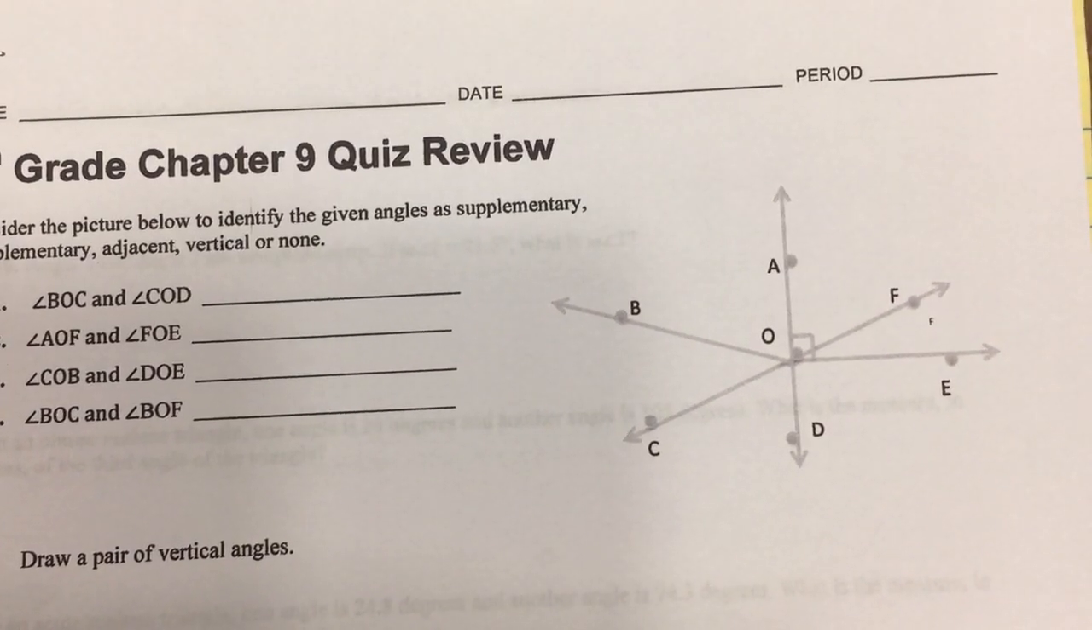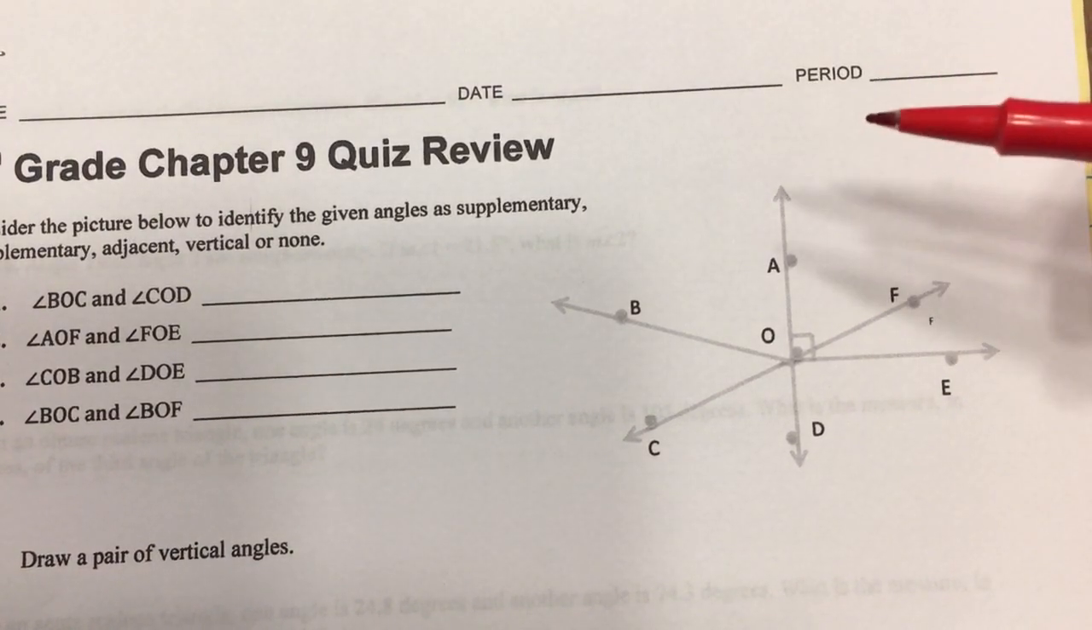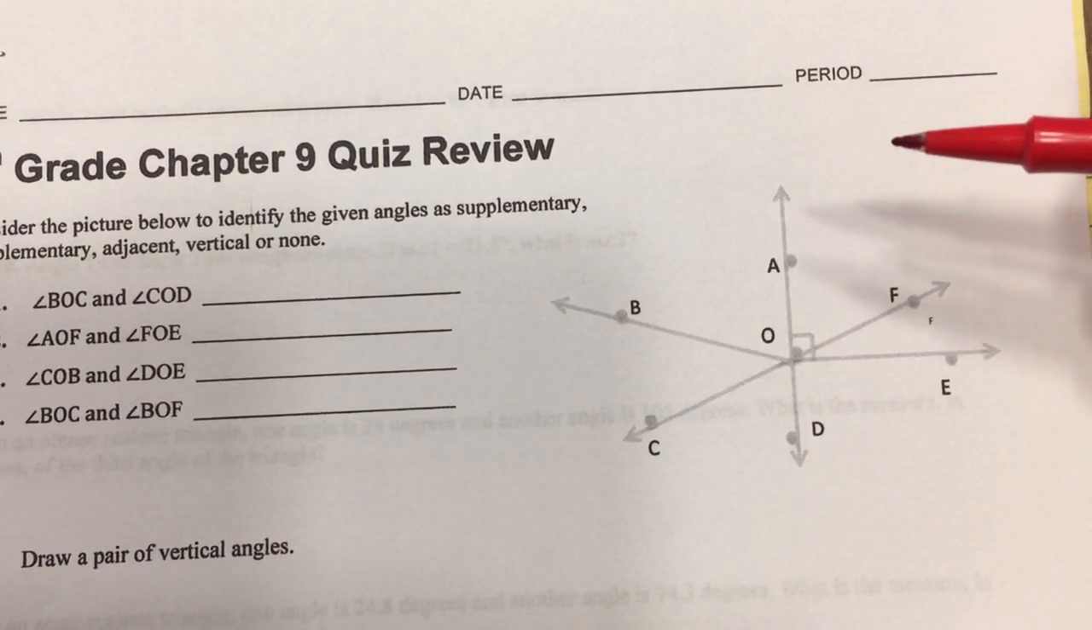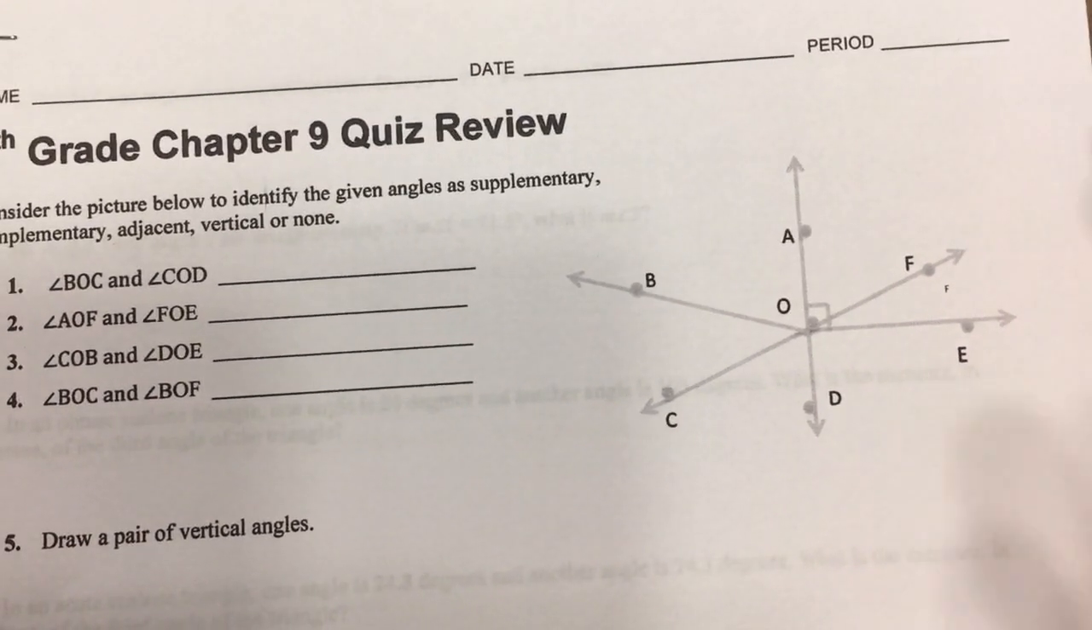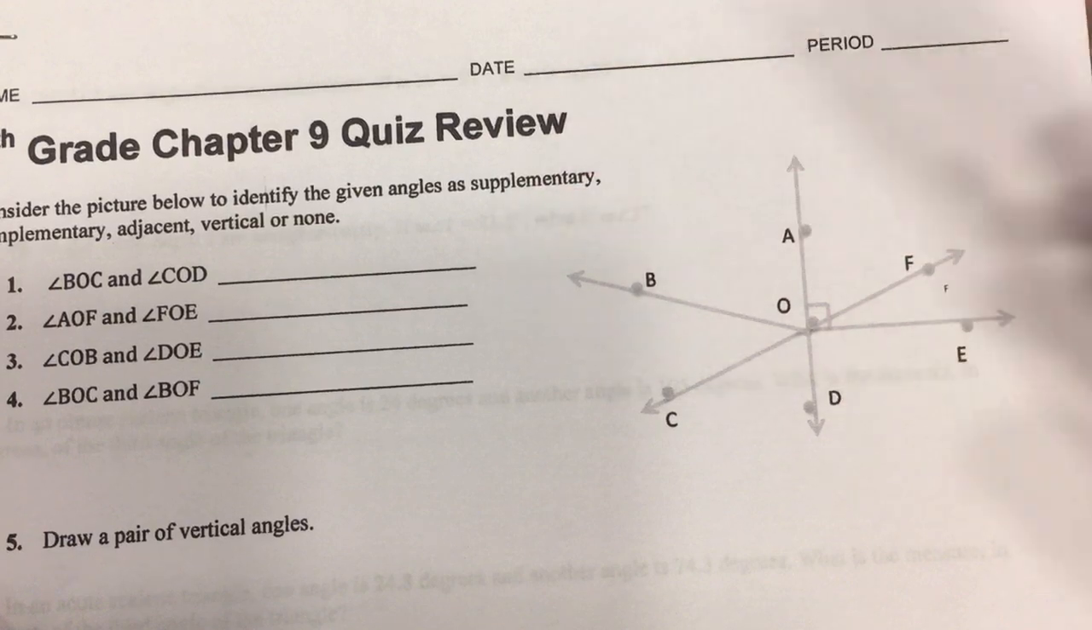This is the 6th grade Chapter 9 quiz review. So it says to consider the picture below to identify the given angles as supplementary, complementary, adjacent, vertical, or none. So number 1 says angle BOC and angle COD.